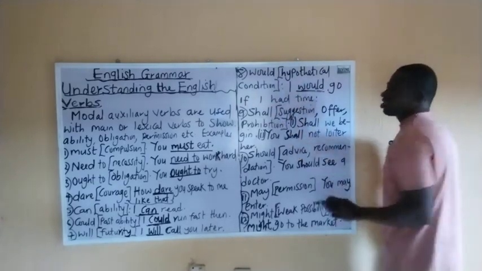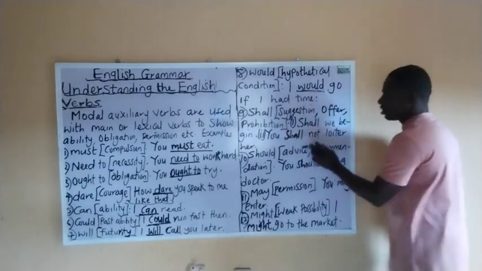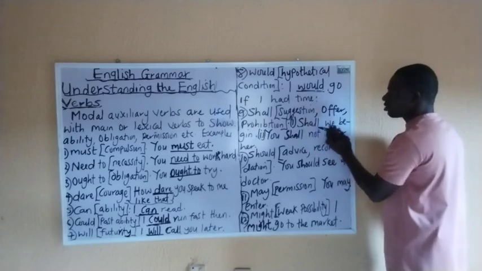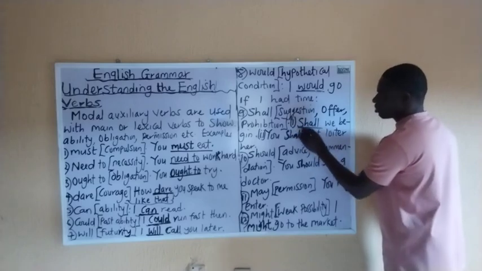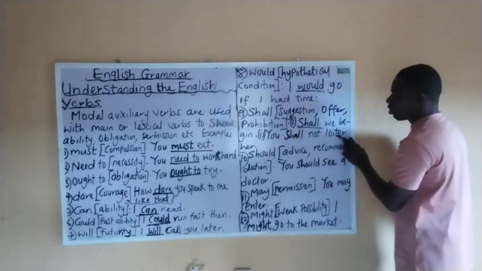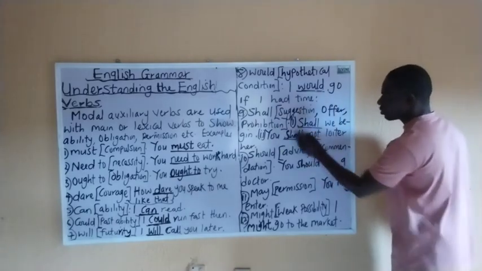Number 9, shall. Shall is used to show suggestion, offer, or prohibition. Example, shall we begin? That's suggestion. You shall not loiter. That's prohibition. Shall not. Okay, fine.